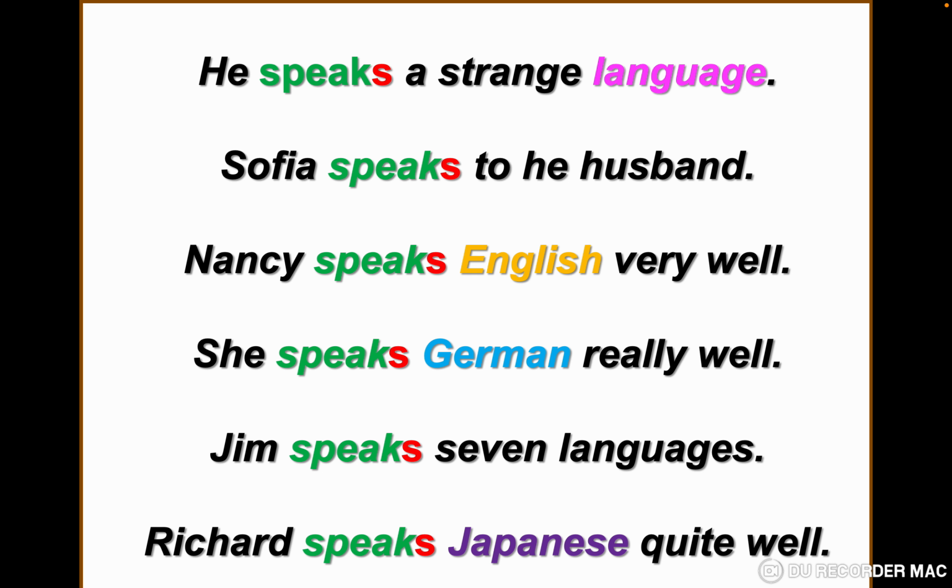Let's repeat after me. He speaks a strange language. Sophia speaks to her husband. Nancy speaks English very well. She speaks German really well. Jim speaks 7 languages. Richard speaks Japanese quite well. Let's go to the negative form.